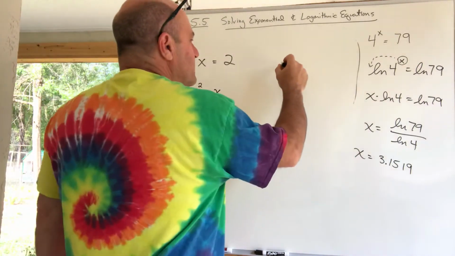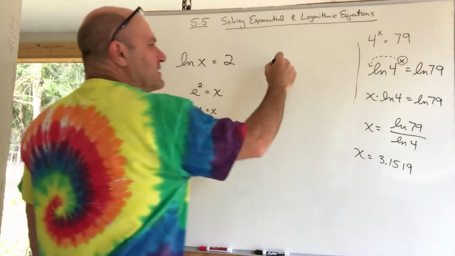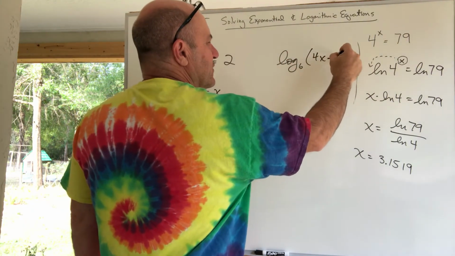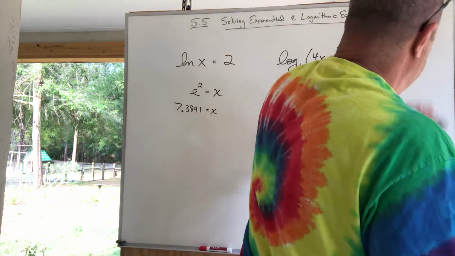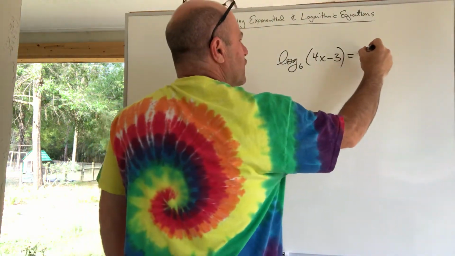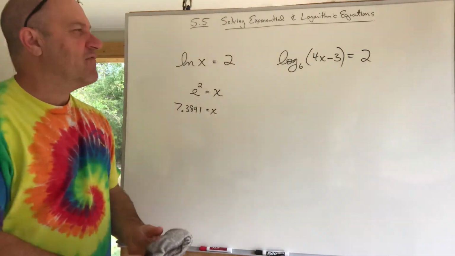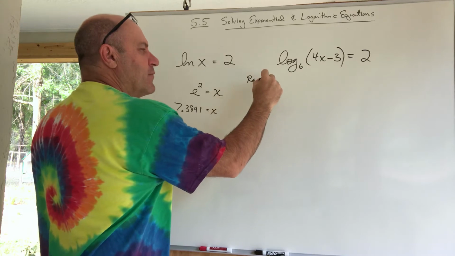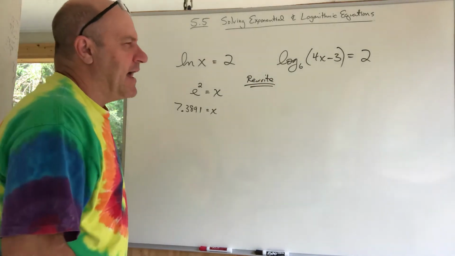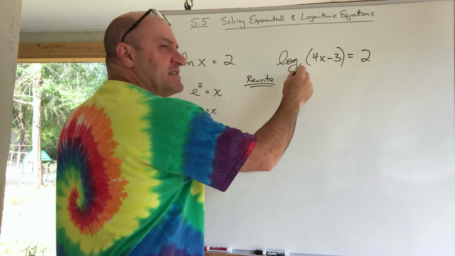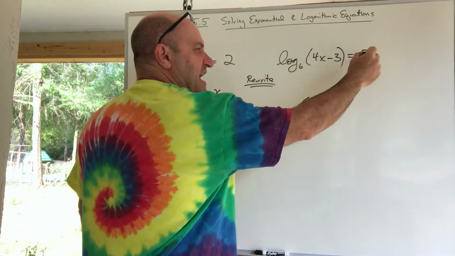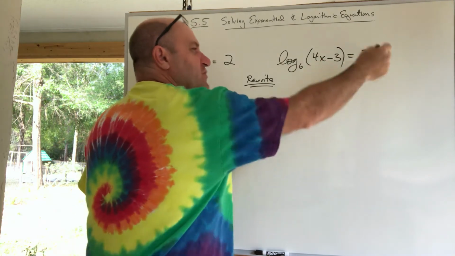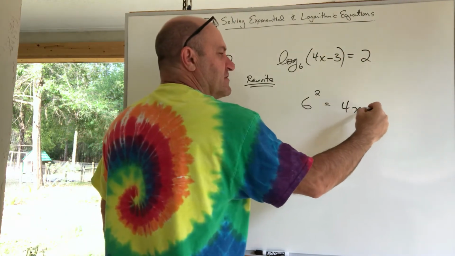Here, let's try a little better one. Watch this one. Solve for x. I'm trying to solve for x. Log base 6 of 4x minus 3 equals 2. Solve for x. Well, my theme has been rewrite the logarithm. The base is 6. The exponent is the answer. The answer to the logarithm is the exponent. So 6 raised to the 2 equals what's inside the logarithm, 4x minus 3.